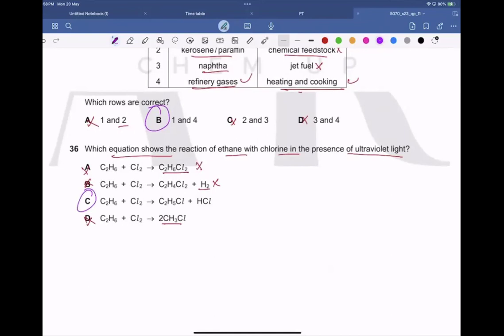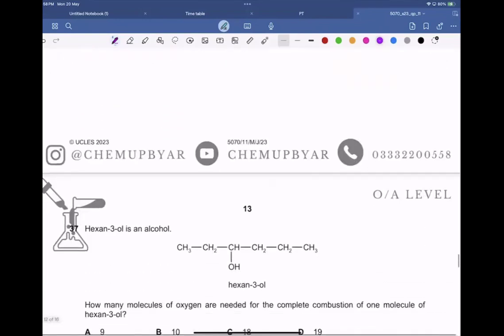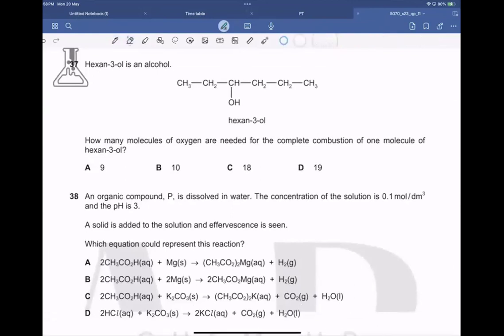Because one chlorine displaces the hydrogen, and the hydrogen released forms a bond with the other chlorine to form HCl. Okay, now 37. Hexan-3-ol is an alcohol. They have given you the structure. How many molecules of oxygen are needed for complete combustion of one molecule of hexan-3-ol?